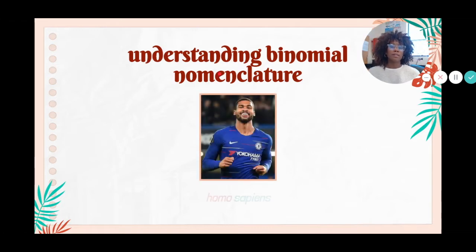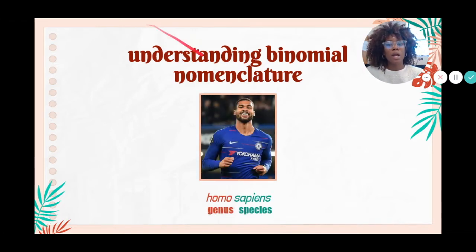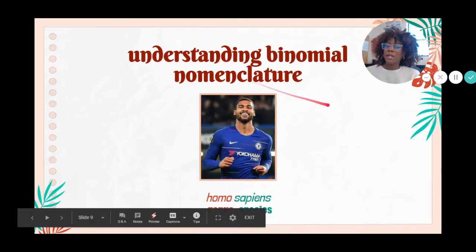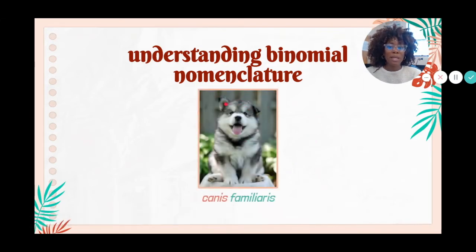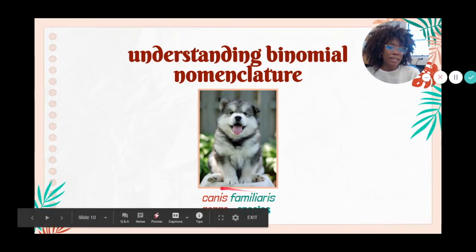So let's look at some more examples. Reviewing. This right here is a human. Okay, humans are called Homo sapiens. Homo is the genus, sapiens is the species. This right here is a puppy. That's the common name, puppy or dog. The scientific name is Canis familiaris. Canis is the genus, familiaris is the species.